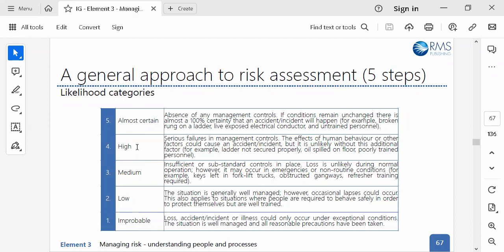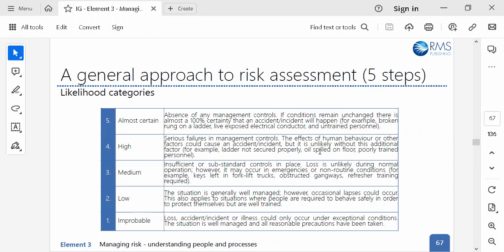Four, that is the high category: serious failure in management control, that is failure. The effect of human behavior or other factors could cause an accident or incident. But it is unlikely without these additional factors, for example, ladder not secured properly, oil spilled on floor, improperly trained personnel. The fifth, almost certain: absence of any management controls.